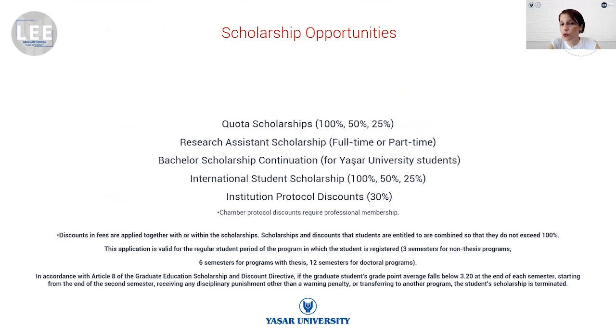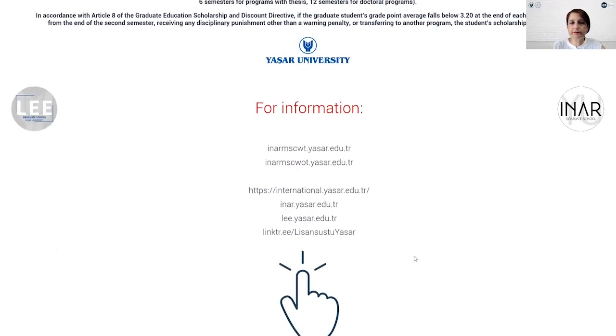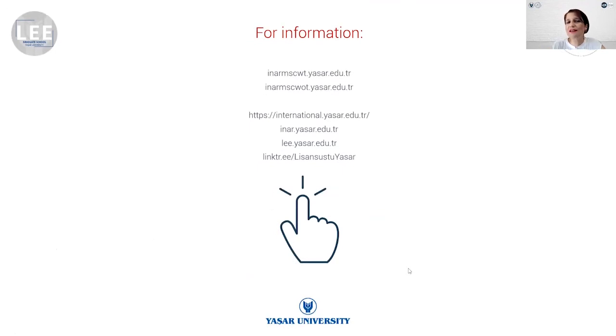For international students, the same percentages are defined, but the process is followed by International Office of International Affairs. There are other scholarship options like research assistant scholarship, or if you are a student of bachelor degree, if you have a scholarship there, you can continue that one. And also these scholarships can be combined. Okay, so this is a summary of our programs.